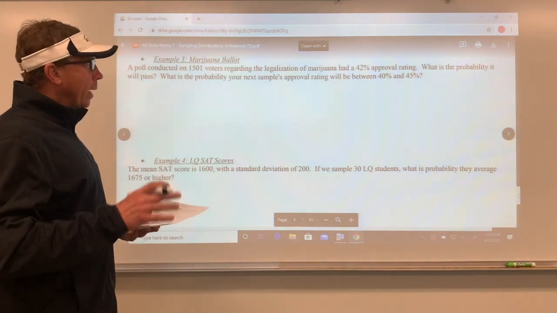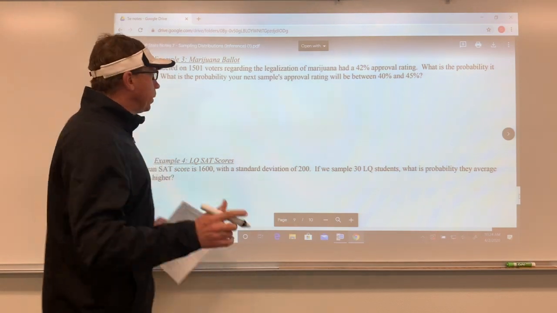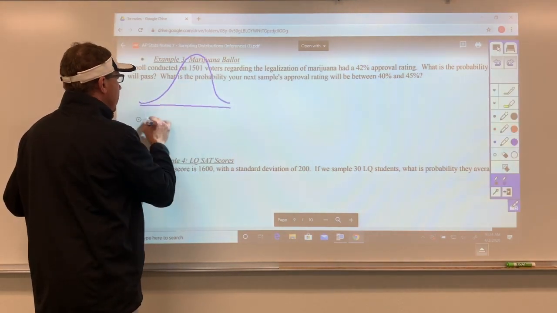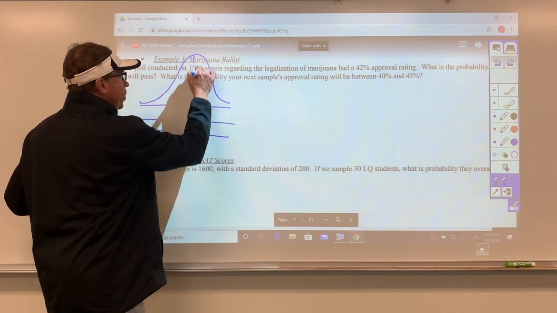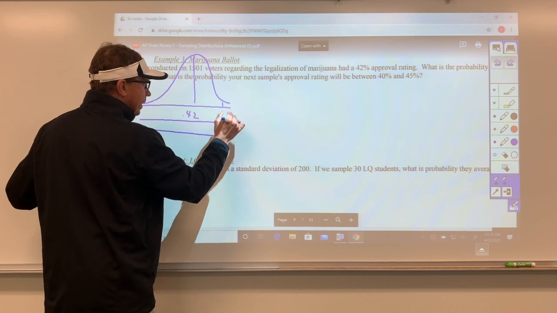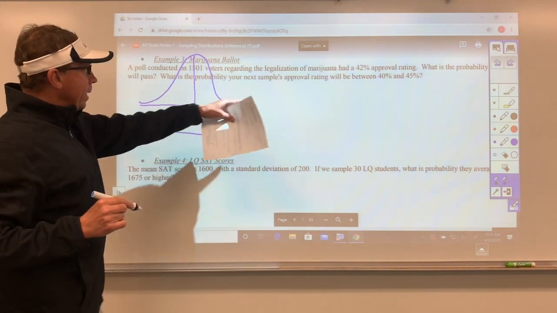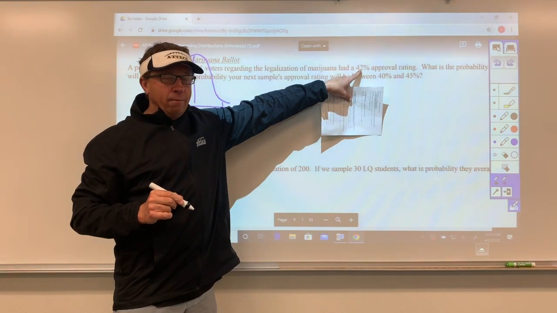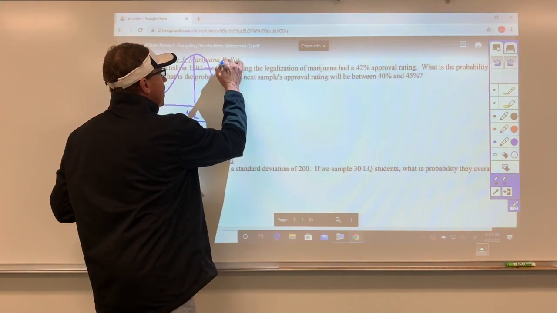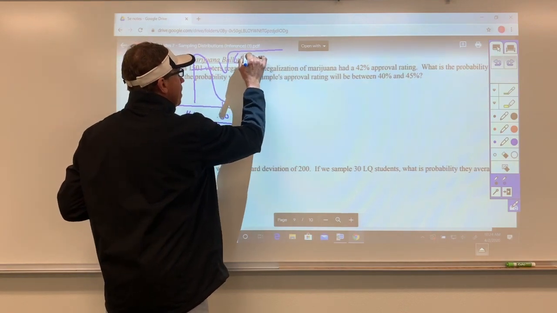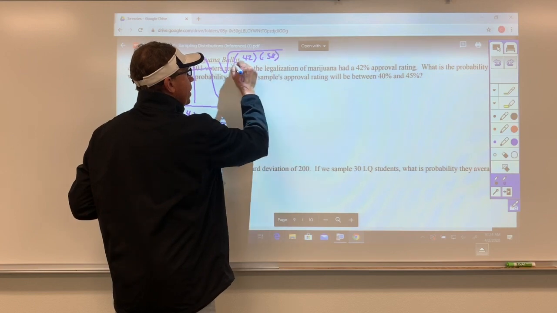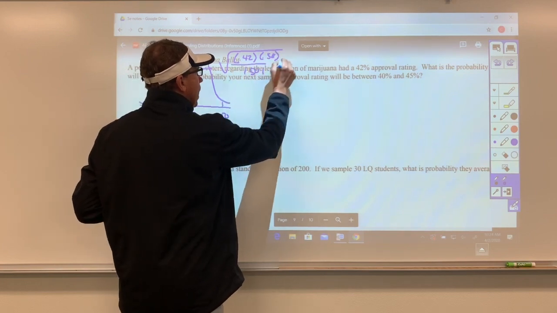All right, so again, this is a proportion, it's a percent. Here we go. So the first one, normal curve is being drawn. 42 is the middle, and 50% is passing. That just doesn't seem like it's very likely, given that it's really far away from 50% at this point in the voting. Okay. So my standard deviation will be the square root of p 0.42, 1 minus p 0.58 over 1501.